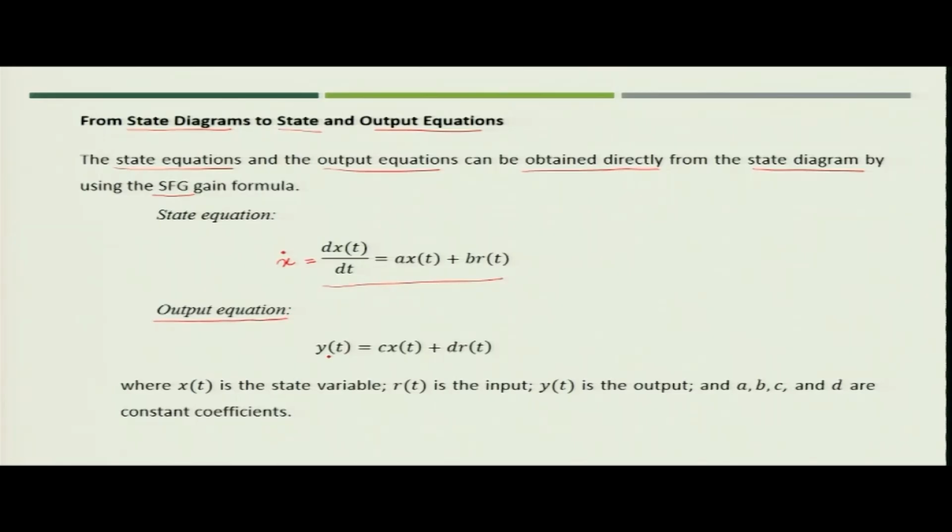Then the output equation can be written as, say, y(t) is the output. So, you can relate the output with the states with the help of the output equation. This will become y(t) is equal to Cx(t) plus Dr(t). Now, x(t) is the state variable, r(t) is the input and y(t) is the output. Here you will see that A, B, C, D are constant coefficients. So, in this way you can define the state and output equation.